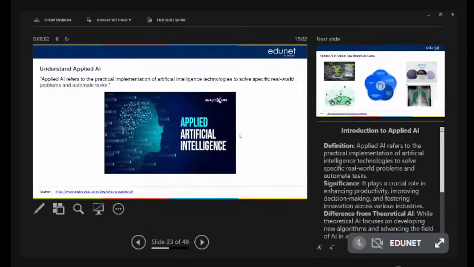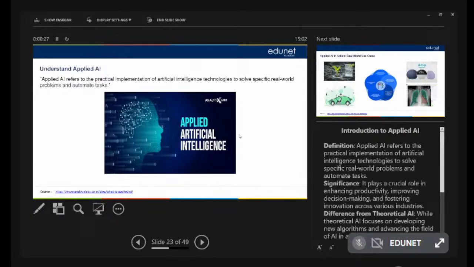Now what happened? Applied AI. What is applied AI? Applied AI means simple. If we are implementing or applying our artificial intelligence to solve a real-world problem, or to automate a task, that we call applied AI. Are you getting my point?